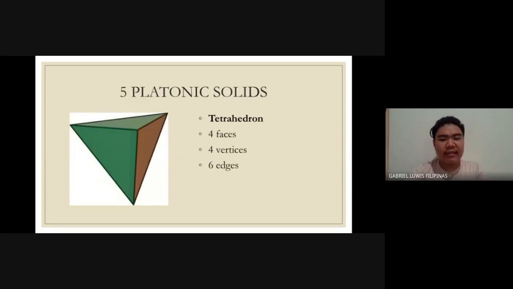So for the tetrahedron, it has 4 faces. As we can see, one on top, isa. On the side naman, tatlo, 1, 2, and 3. So equals to 4 faces. For the vertices, it has 4 and 6 edges.